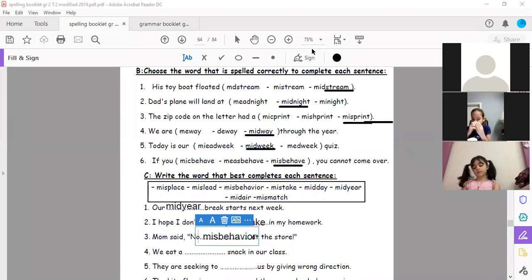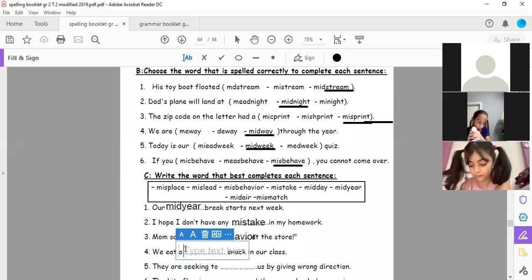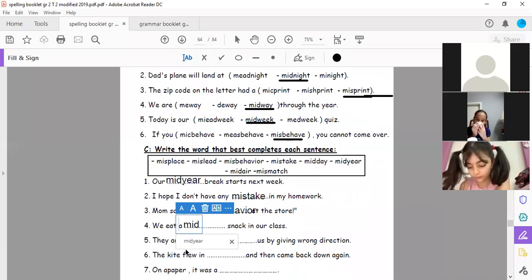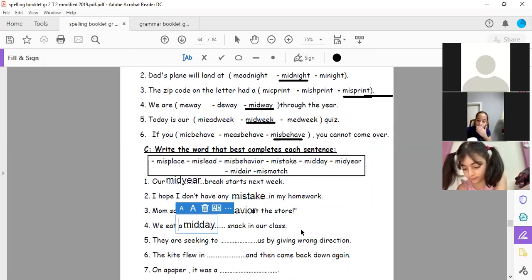Yusra? Yes. Read, Yusra. We eat a snack in our class. We eat what? A what? Midday, yes, midday. Spell it. M-I-D-D-A-Y. Midday snack in our class, yes. When I go to school, inshallah, I eat my breakfast and in the middle of the day, I eat a snack until I go home.